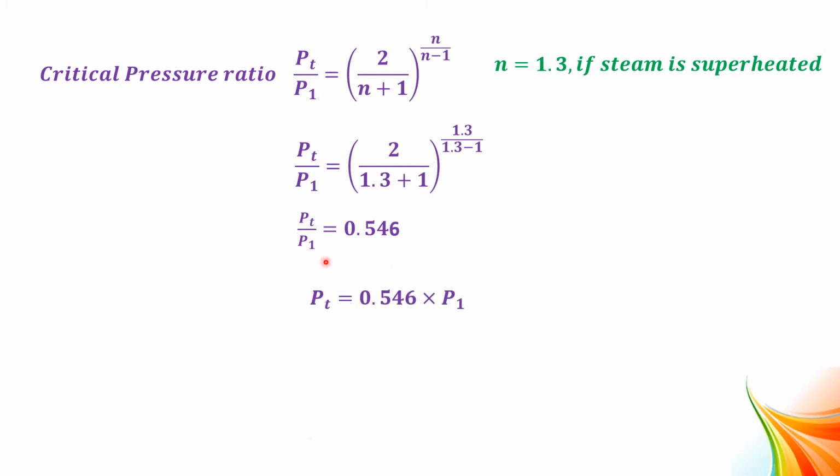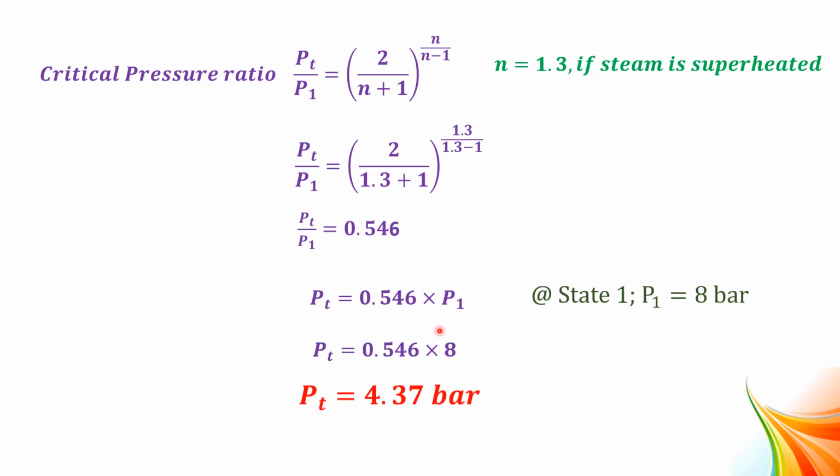So from this, cross multiplying, Pt equal to 0.546 into P1. The value of P1 is given in the problem, which is 8 bar. Substituting that 8 bar in this equation, we get the throat pressure equal to 4.37 bar.